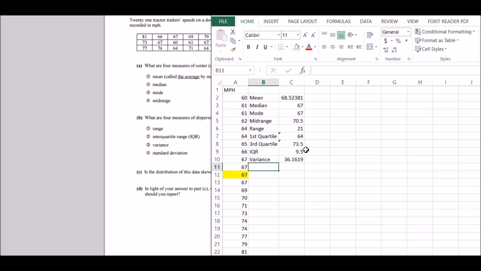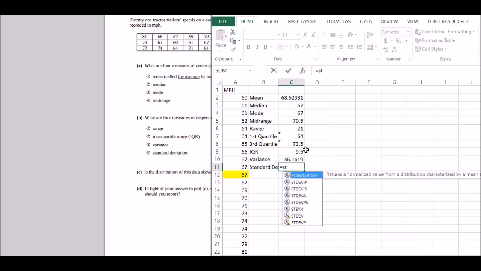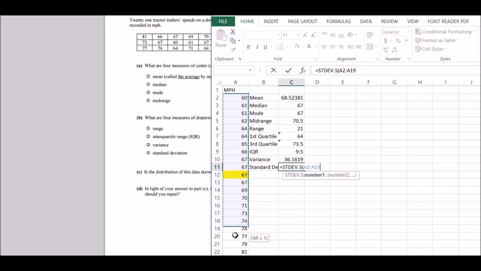And standard deviation does something similar. So equals standard deviation. Now this one, again, same situation: you've got the P versus the S. So we're looking at the standard deviation for the sample of that data.